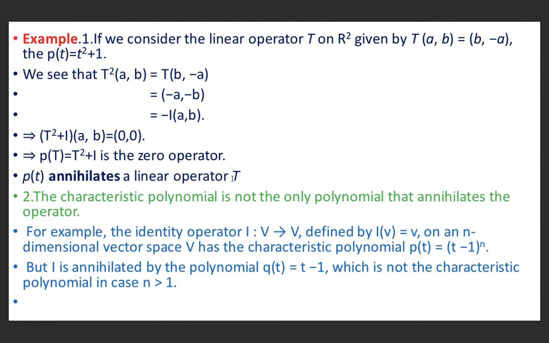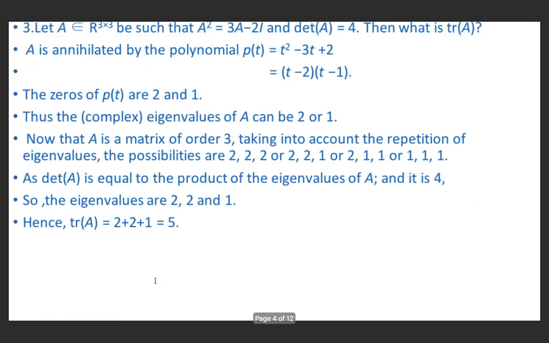Now the characteristic polynomial is not the only polynomial that annihilates the operator. For example, the identity operator I, defined by I(v) equal to v for all v belonging to V, on an n-dimensional vector space V has characteristic polynomial P(t) equal to (t minus 1) raised to power n. But I is annihilated by the polynomial Q(t) equal to t minus 1, because the zero of this polynomial is t equal to 1. And this is not a characteristic polynomial if n is greater than 1.